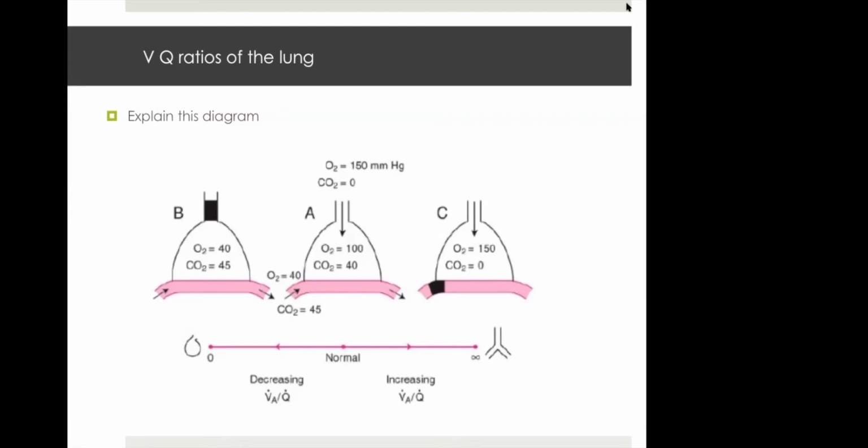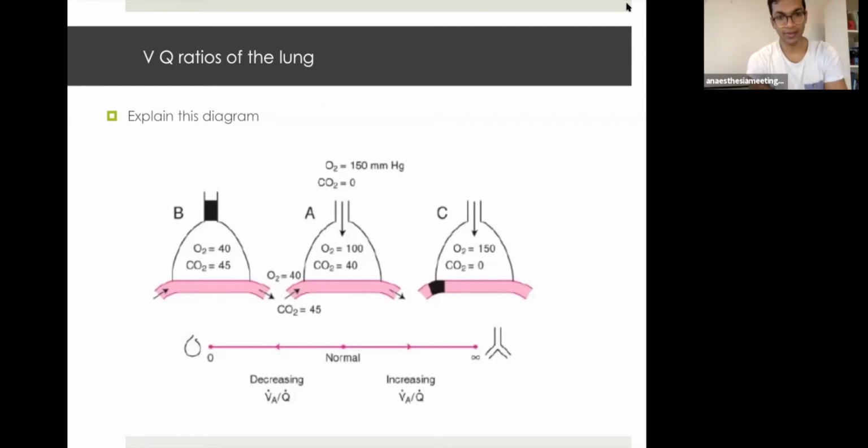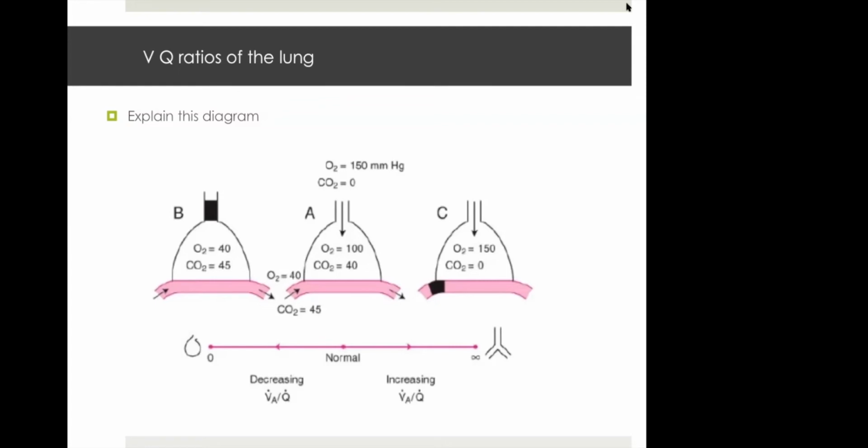So diagram B shows a decreased VQ ratio. So there's decreased ventilation, which is shown diagrammatically by the black plug on the alveolus. And you can notice that there's a decreased partial alveolar pressure of O2, which is 40, and the CO2 is 45. So minimally increased CO2, but quite a significant decrease in O2.